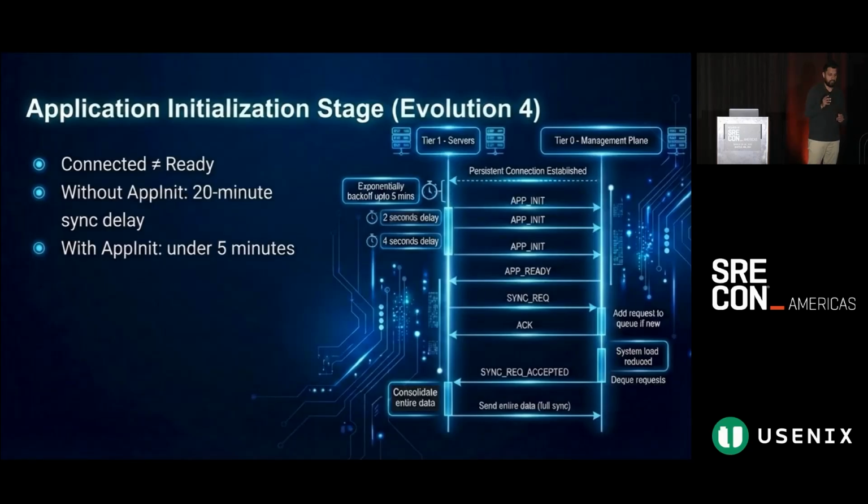And the maximum timeout in it was 5 minutes. So we would know within 5 minutes whether an application was ready or not, and then the data would become eventually consistent. So adding this app init stage helped us, in the average case, get the time to become eventually consistent down to 5 minutes rather than it being 20 minutes.